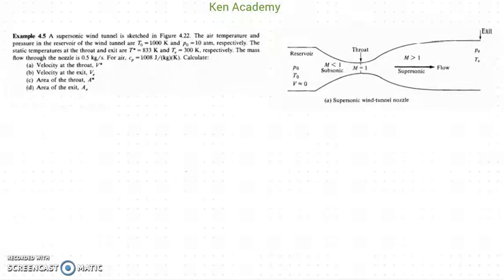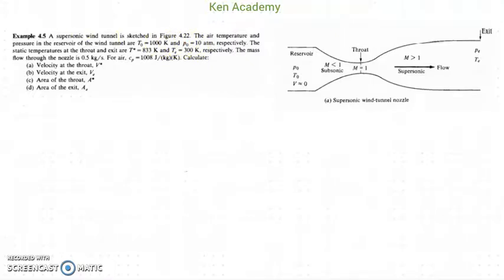In this video, we will try to solve this problem right here, which involves a supersonic wind tunnel sketched on the right side. Now, the supersonic wind tunnel has an air temperature and pressure in its reservoir of 1000 Kelvin and 10 atmospheres respectively.